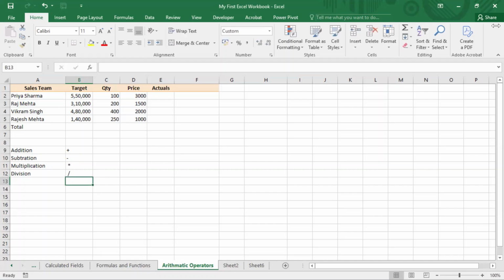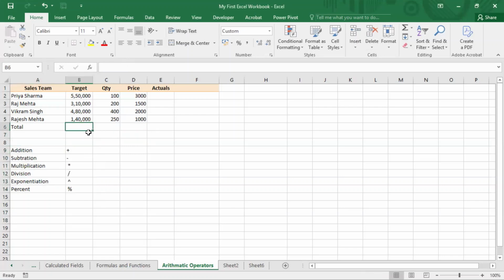Then we have the exponential operator, which is denoted by the exponential sign, which is this one. Then we have the percentage, which is denoted by a percent sign. So there are six basic types of operators. We'll look into all these operations one by one. So let's start with addition.